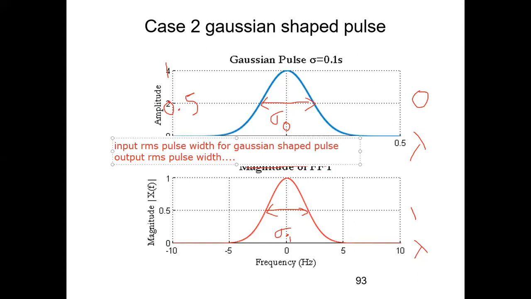So once you know what is sigma I and what is sigma O, write down: RMS pulse dispersion is given by sigma total, which is equal to square root of... Unlike the rectangular case, where it was directly subtracted, here it is not like that. So sigma total is equal to square root of sigma O squared minus sigma I squared.